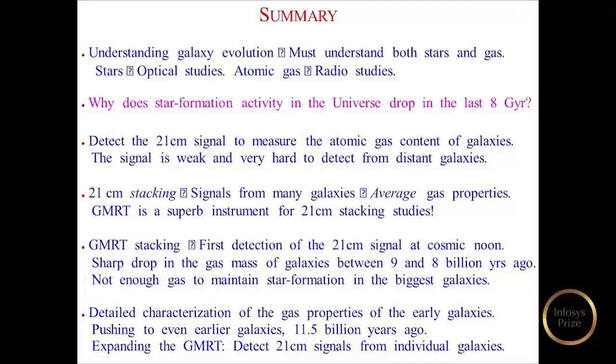You can see lots of galaxies at the same time. And so in a single observation, you cover a large number of objects, which means that your efficiency in terms of doing this stacking is very high compared to other telescopes. So with the GMRT now, we have the first detection of this 21 centimeter signal, the average signal, at cosmic noon. And we see this remarkable sharp drop in the gas mass of the galaxies between 9 and 8 billion years ago.